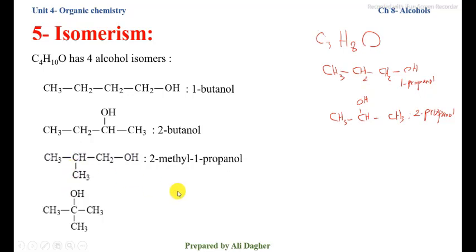We obtain this isomer, CH3, CH3, which is 2-methyl-2-propanol. The first is primary alcohol, because the functional carbon has 1 alkyl group, then it's the primary.